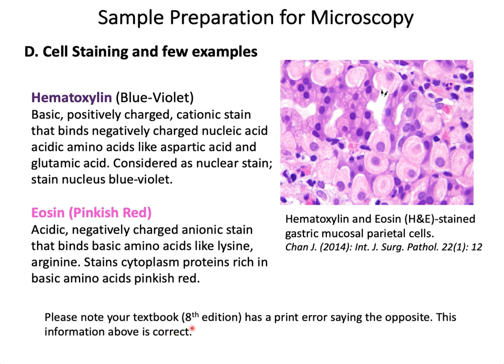Please note that in your textbook, the 8th edition has a print error saying exactly the opposite. This information is correct. Hematoxylin is a basic stain. Eosin is an acidic stain, but this information is just reversed in your textbook, so just be careful. This is the correct information.